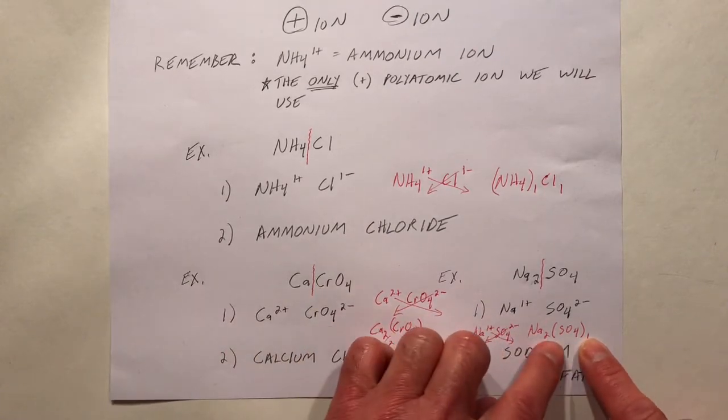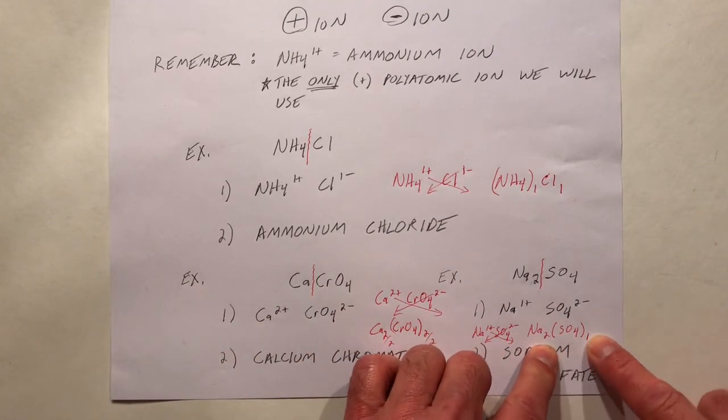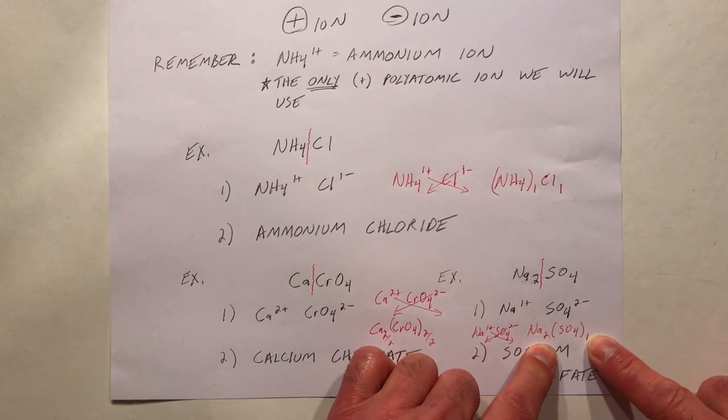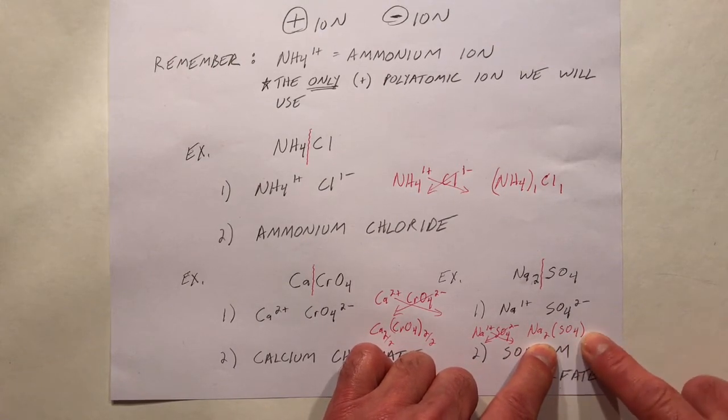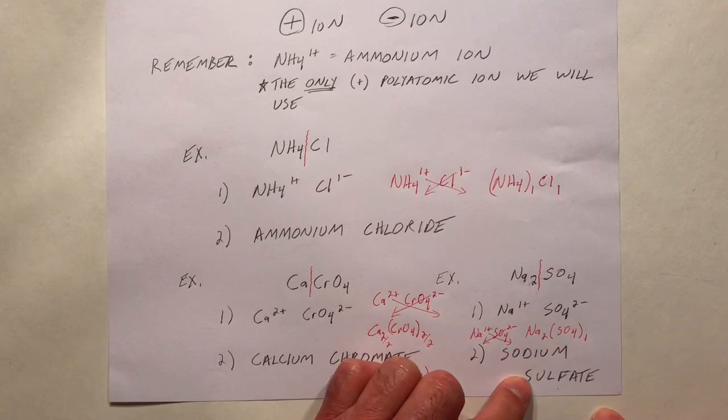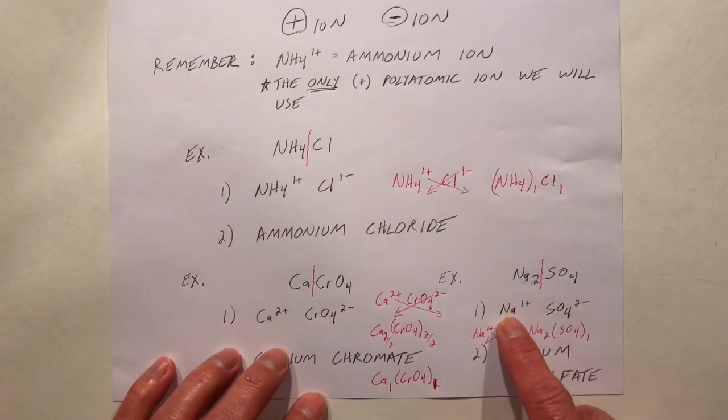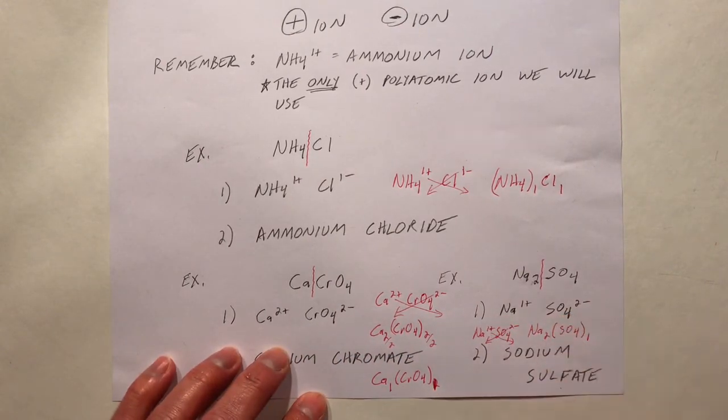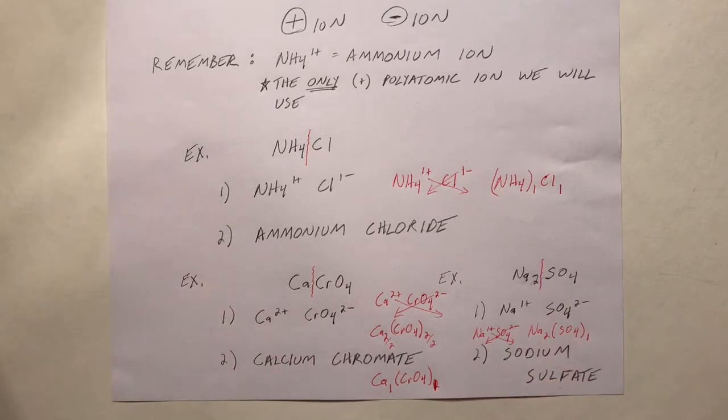That 1 would go there. And if we wanted to, we could write the parentheses and the 1 there. People typically don't do that. So they drop the 1 and they drop the parentheses, and we just write it like that, Na2SO4. So that's called the sodium ion. That's called the sulfate ion. Sodium sulfate.